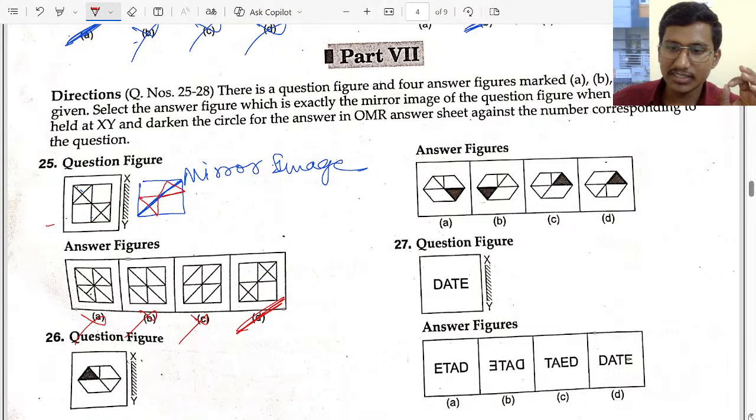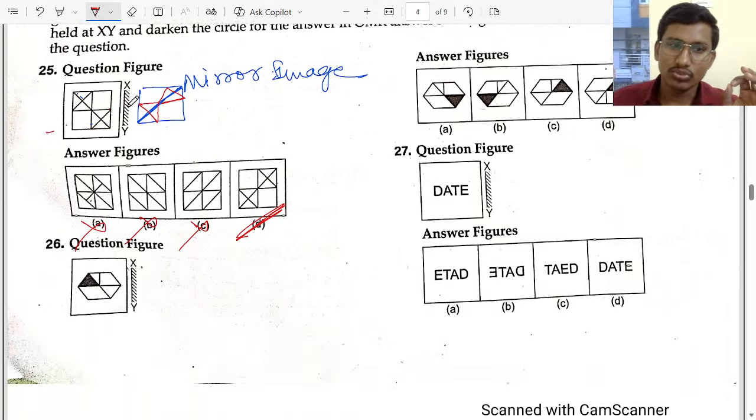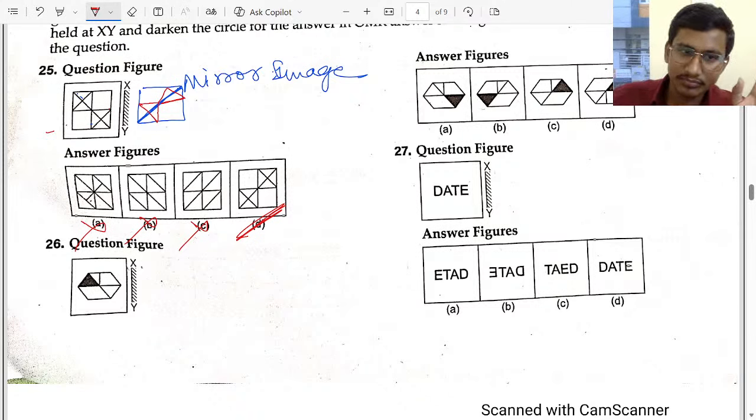So the 26th answer. Tell me the 26th here. You can see now. So the 26th question is here and the answers are here. So if you draw the figure here, it will look like this. So this is near, this will be near. Okay, so that is why it is coming here.